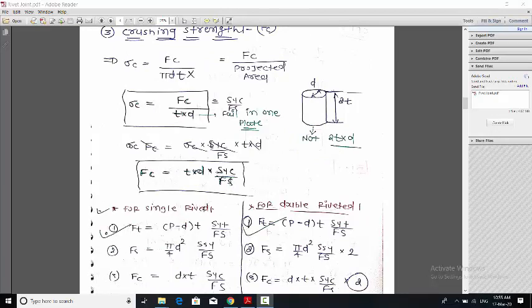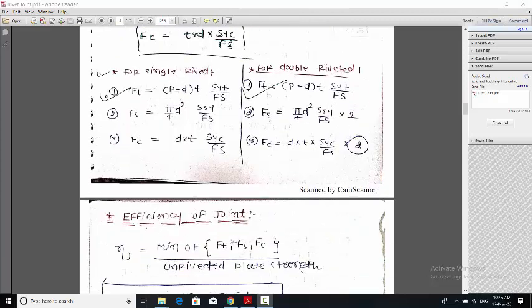Here I am giving the comparison of single riveted and double riveted. For single riveted, tensile strength is (P minus D) into T into SYT upon FS, shear strength is pi by 4 D square into SSY upon FS, crushing is D into T into SYC upon FS. The first two are rivet failure, and the tearing is plate failure. For double riveted there is no change in the plate failure, but for shear multiply by 2, and for crushing multiply by 2. Now these are the three equations most commonly used in numericals.